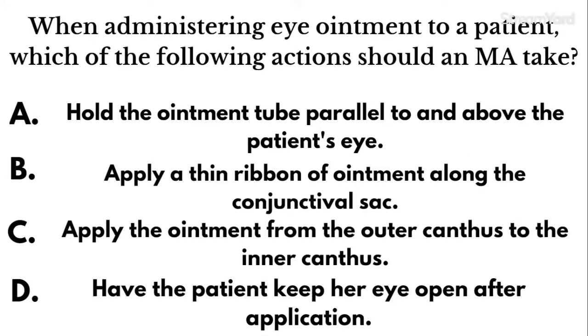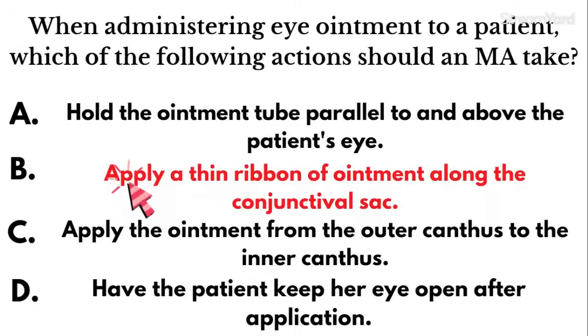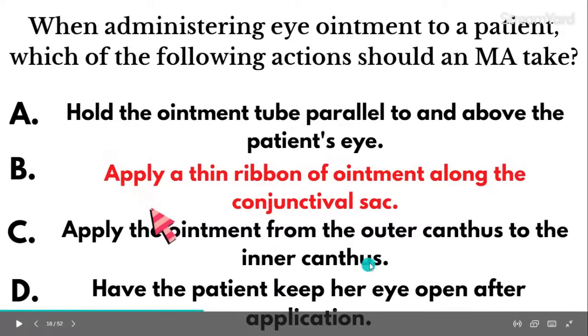All right, so you all are correct. The answer is B. You want to apply a thin ribbon of ointment along the conjunctival sac. I want to point out that C is incorrect because you're not going to go from the outer to the inner. You actually want to go from the inner to the outer.